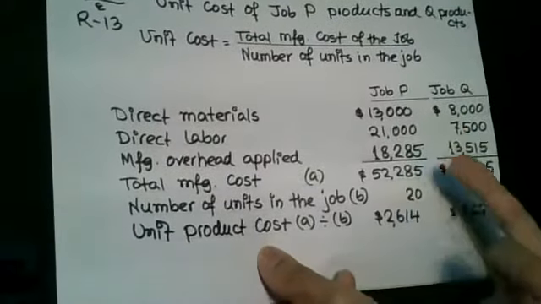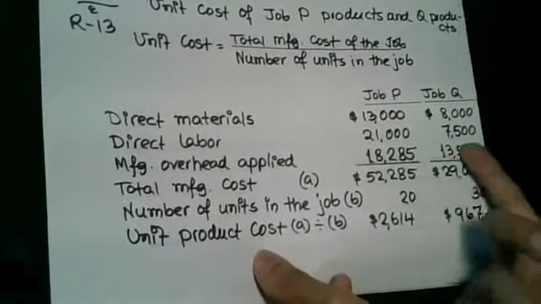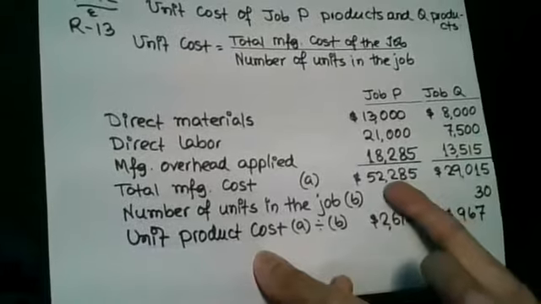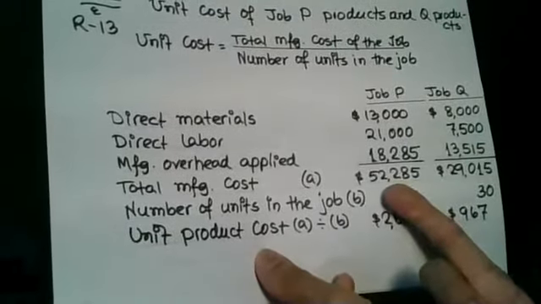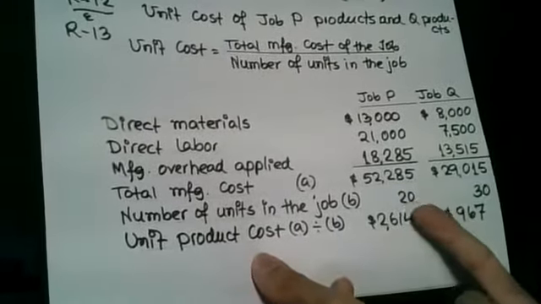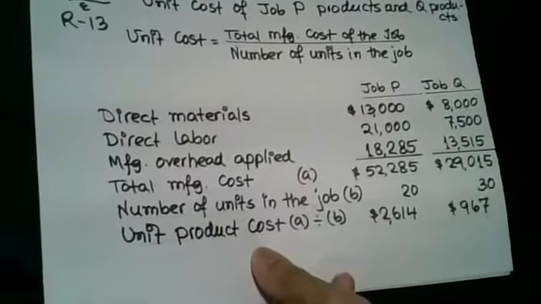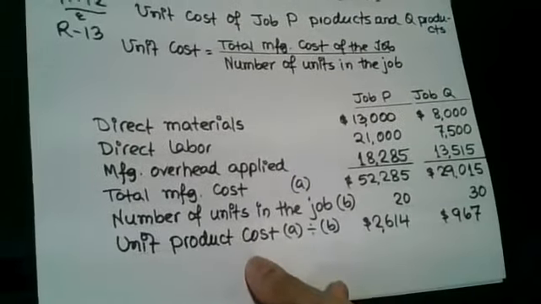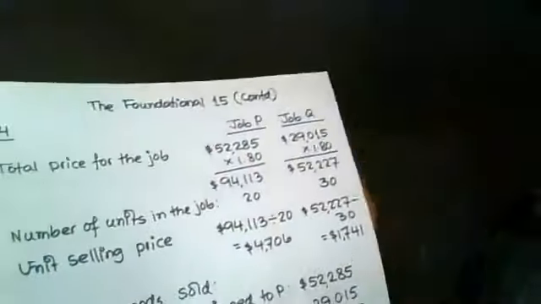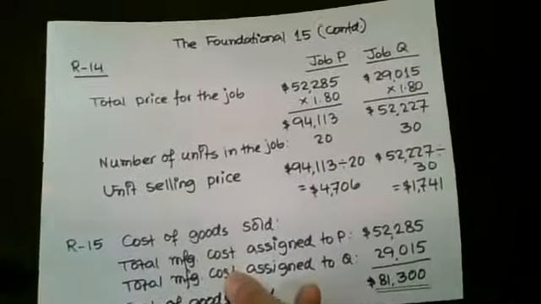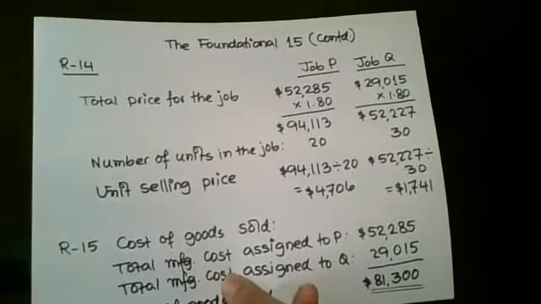Material and labor are the same as the old ones. Overhead has changed. That's why the total cost of the two jobs has also changed. And now, divided by 20 and 30, you get the unit costs. To get the unit selling price, you simply multiply those by 1.8 because they have markups of 80%. So that's requirement 14, talking about the selling prices.